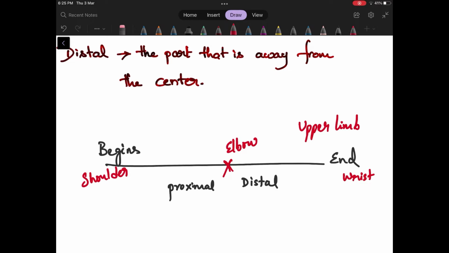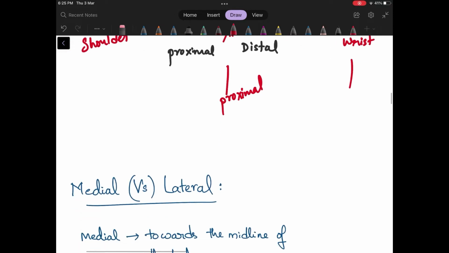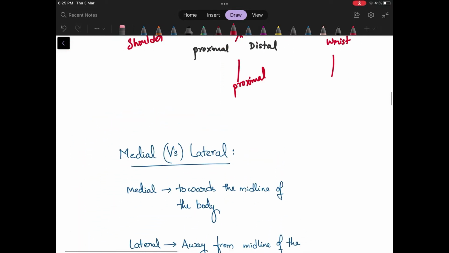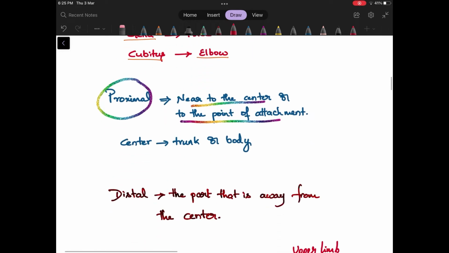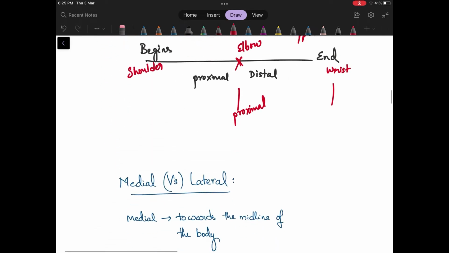But if you are considering the starting point as elbow and wrist as the end point, then elbow becomes the proximal region. So the point where we are starting to read becomes the proximal, and the part that is away from that attachment becomes distal. Now we have learnt about coxa, genu, cubitus, proximal, distal.